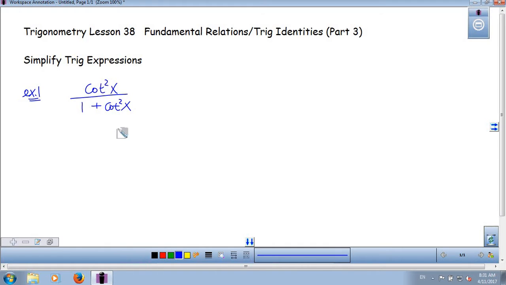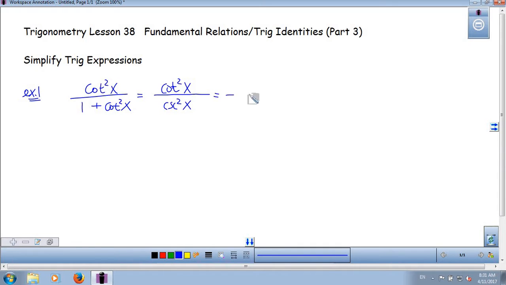Alright, so let's take a look at this example: cotangent square x divided by 1 plus cotangent square x. First of all, I recognize that 1 plus cotangent square x is a Pythagorean identity. So by the Pythagorean identity, we can change that to cosecant square x. Now, we have cotangent square x and cosecant square x, but it doesn't seem that they are related directly to each other, but actually we can rewrite them.